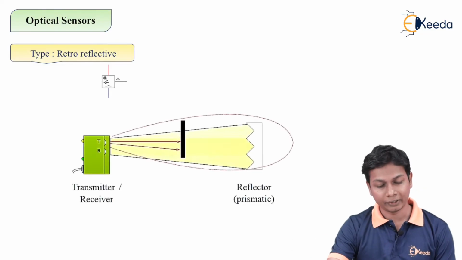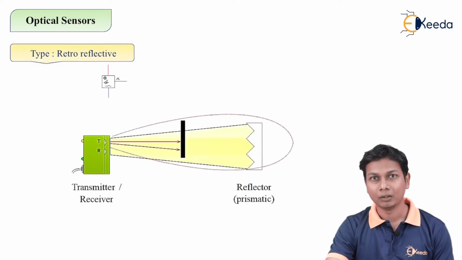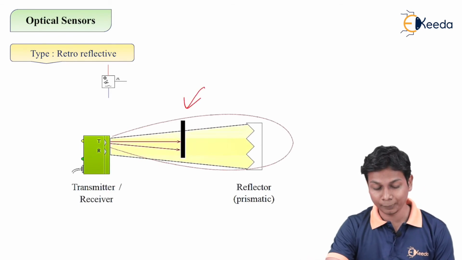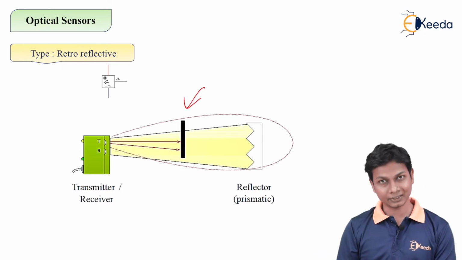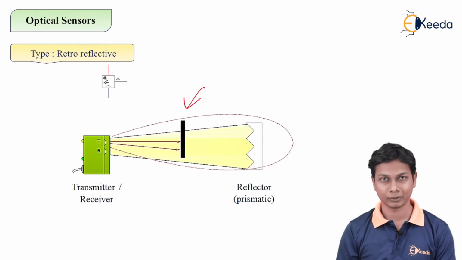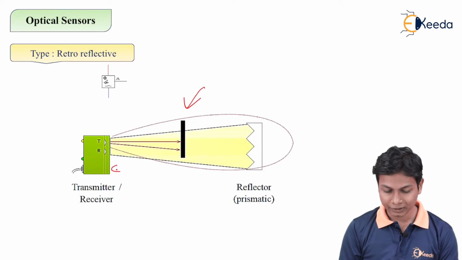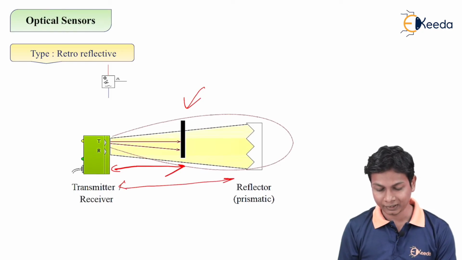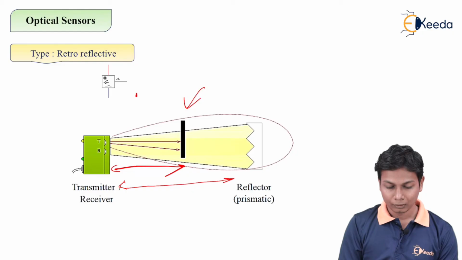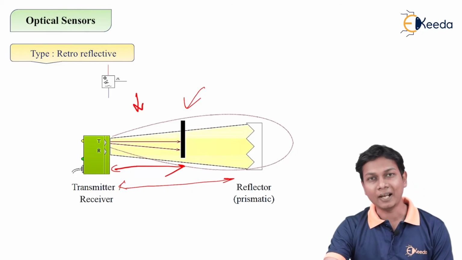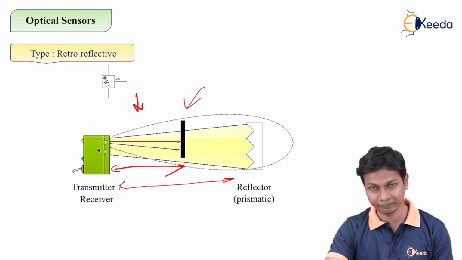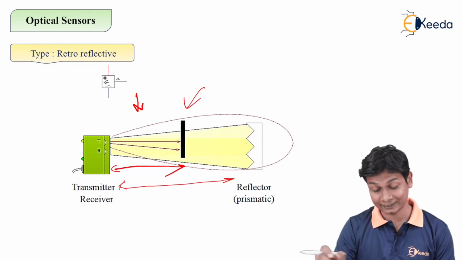But when an obstacle comes into the retroreflective sensor, when this obstacle comes in between, the signal changes. So if the distance from transmitter to reflector changes and the signal becomes low, that change is sensed by the transceiver system itself, and this is called a retroreflective optical sensor.